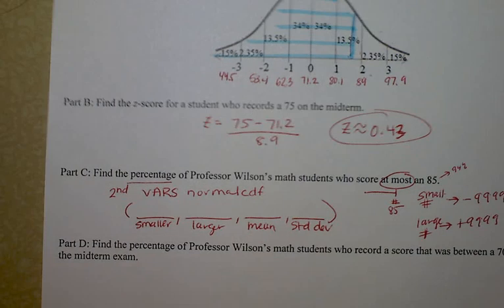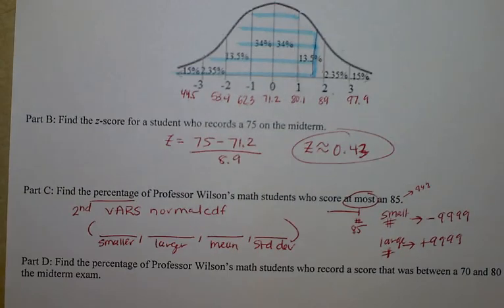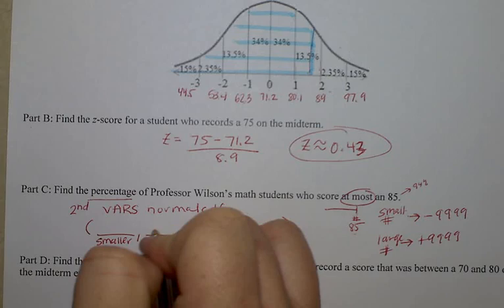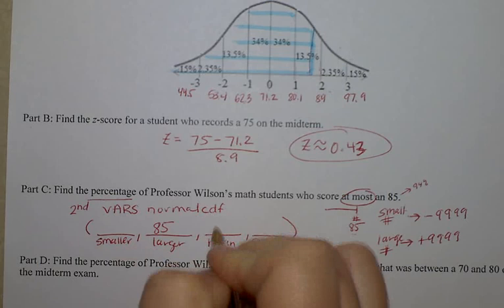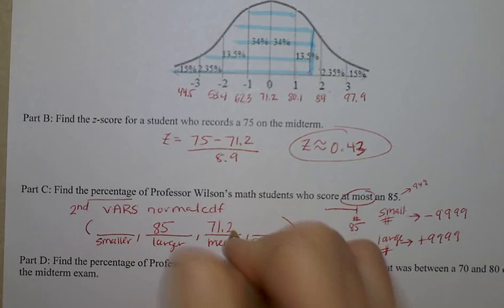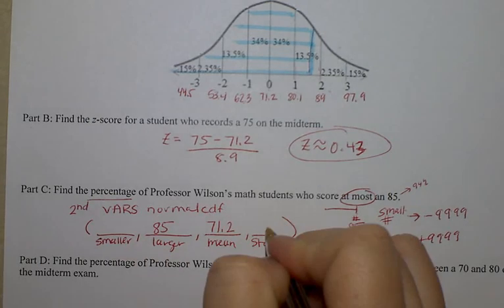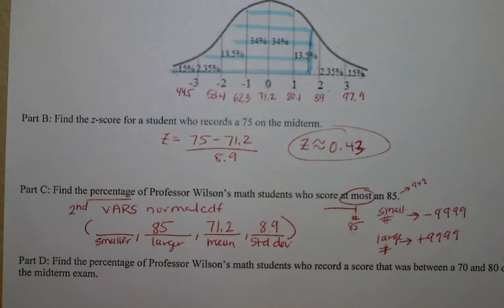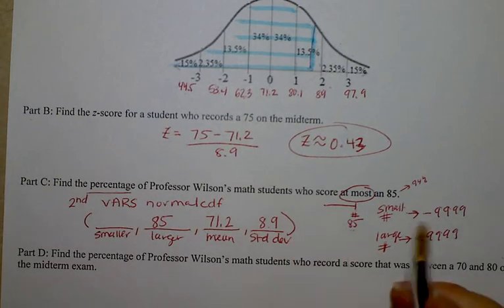So for this problem, I can see I go up to 85, but I've never passed it. So 85 is my largest number. So I'm going to put 85 for the large. For the mean of this problem, it's 71.2, and the standard deviation is 8.9. Now you may be thinking, well, what's the small number I'm supposed to write in? If there's no given small number, then I use negative 9999.